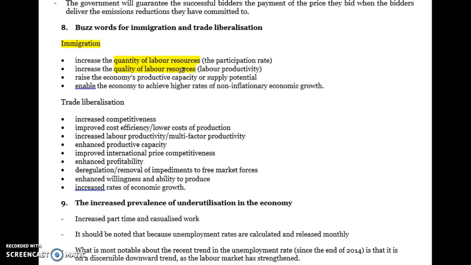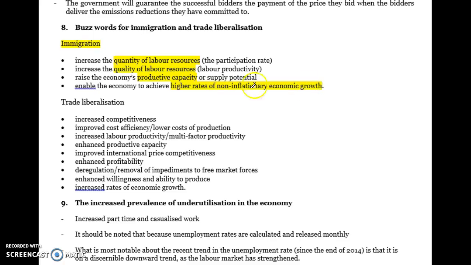increased quantity of resources, and increased quality of resources because they have skills. This allows us to boost our productive capacity and allows for higher non-inflationary growth. They're the buzzwords they're looking for when talking about immigration, how that boosts supply. Increased quantity, more people here, lower wages. Increased quality because they've got skills, increased productivity.